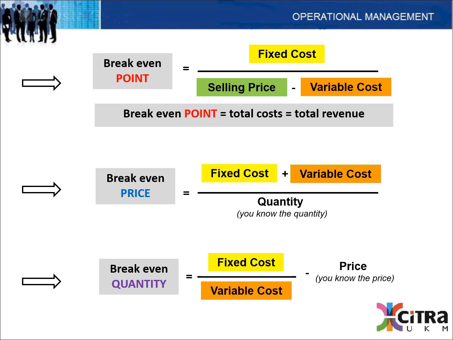And the break-even quantity is the minimum you need to sell. Let's say you produce 100, and to make sure that you do not make a loss and you do not make a profit, you should sell 50 in quantity. So you produce about 100, and at least you need to sell about 50. That is the break-even quantity.